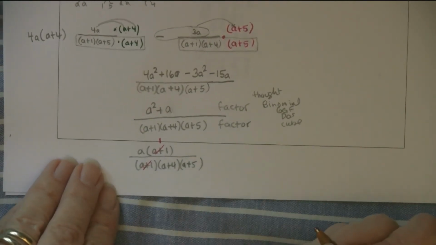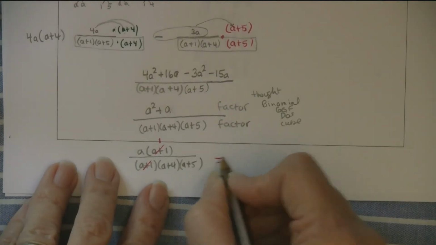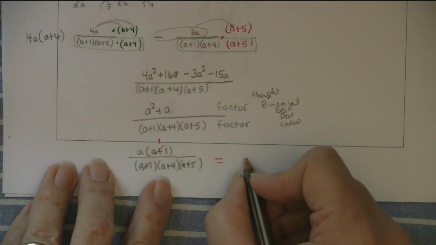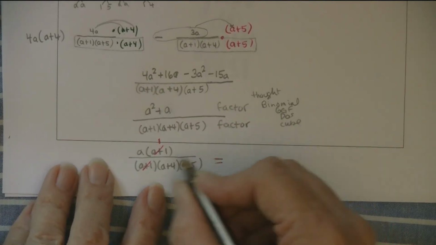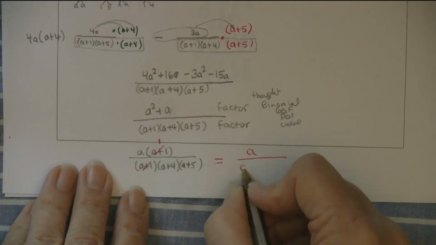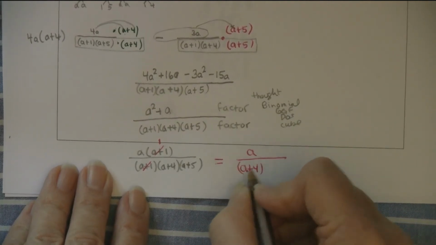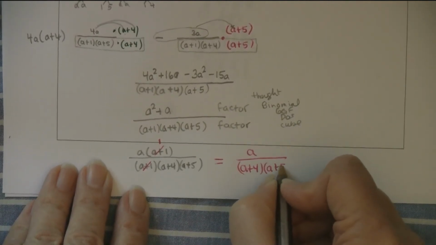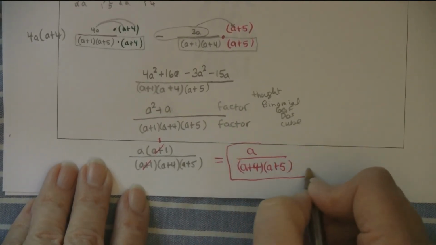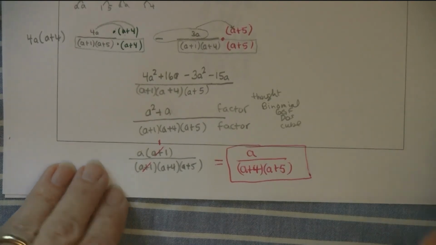So the numerator, I'm almost out of room, so I'm going to write it out here instead of going straight down, because I'm going to be writing on my tablecloth here. I have a times 1 is a over a plus 4 times a plus 5. And that's my answer. Nothing more can be done. So we did a lovely job on that.